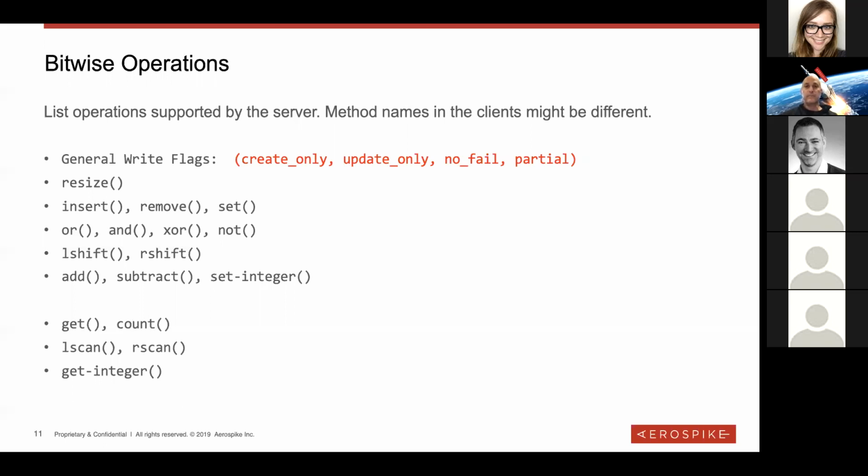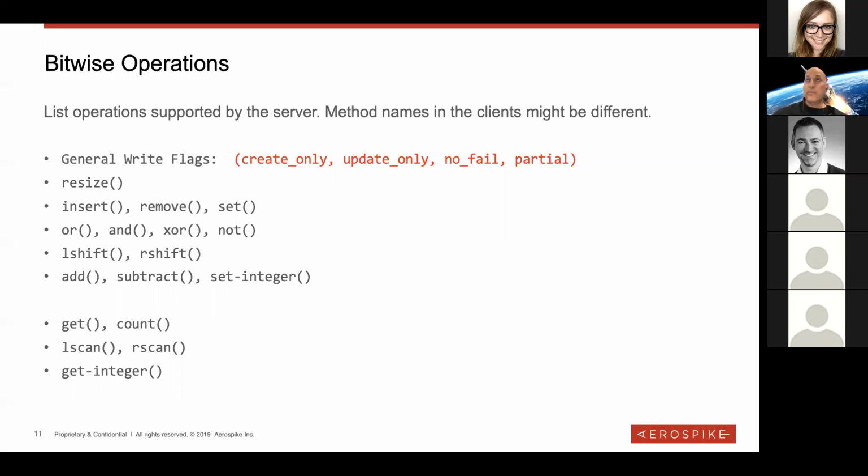First thing, there are these general write flags that apply to all the different write operations. You can say that you want create only, like you only want something that creates a new bitfield, or update only, like the bitfield needs to already be initialized, but you also can just leave it as is, which is kind of like an upsert operation. You can tell it that you want it to not fail, because if you're chaining several operations in a row, you might want it to just skip to the next operation if the previous one failed. And that also exists for list and map, by the way.